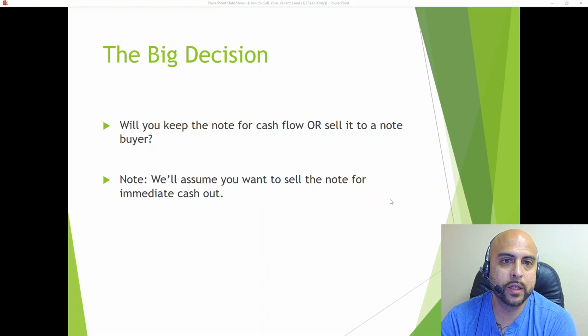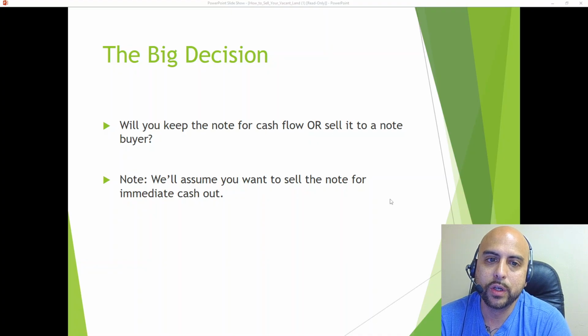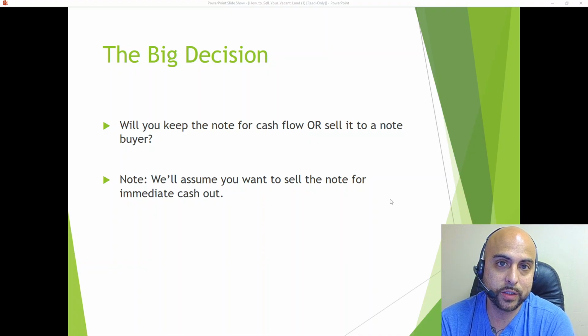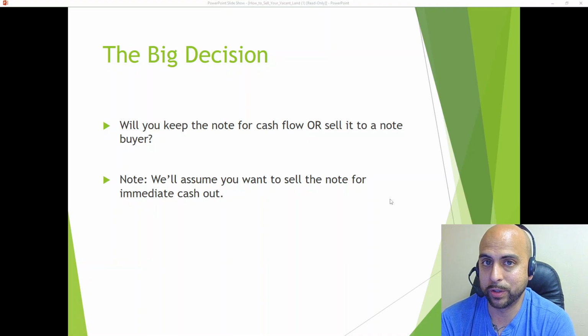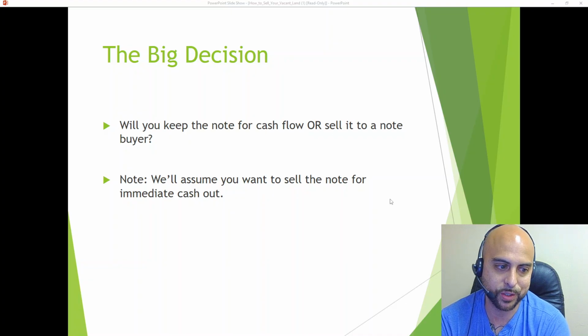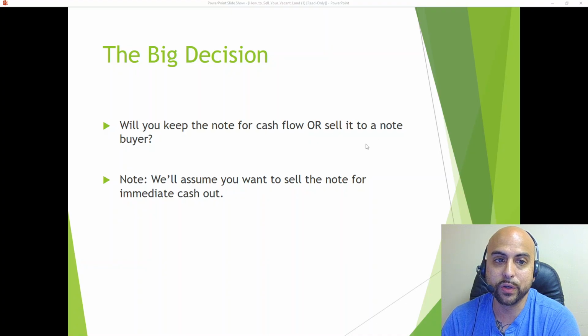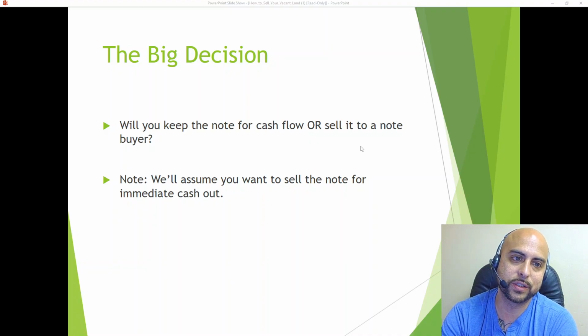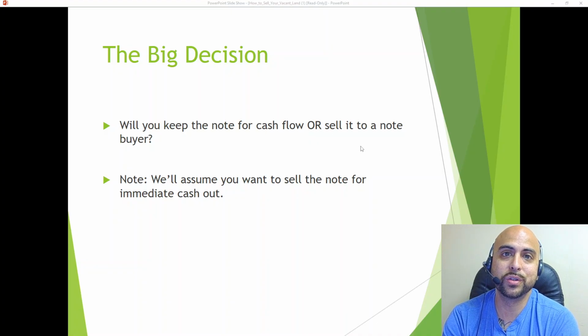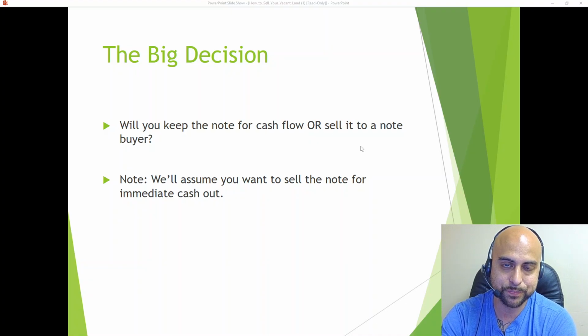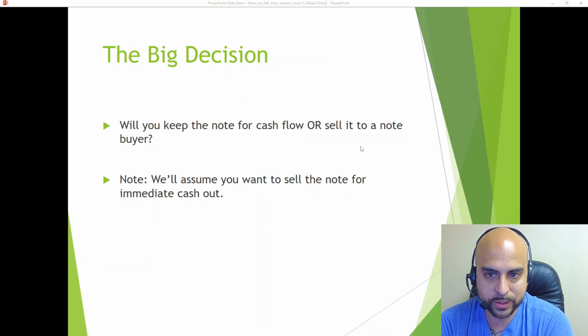Alrighty, so in the very beginning, you have to ask yourself, what is your intention with creating this note or selling your property on terms? It pretty much means the same thing, selling your property on terms or creating the note. Is your goal to keep the note for cash flow, or is your goal to sell the note immediately after you originate it to a note buyer? The reason why this is an important question is because the answer will help us structure the note properly from the beginning.